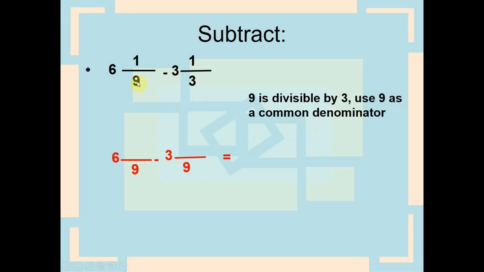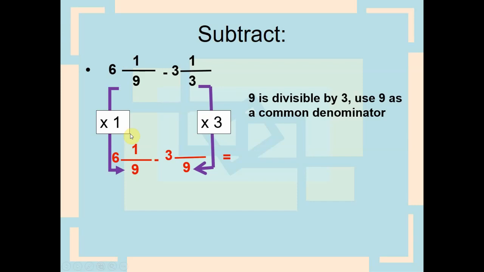Then, 9 multiplied by what equals 9? 9 multiplied by 1 equals 9, and 3 multiplied by 3 equals 9. For that, we multiply the numerators: 1 multiplied by 1 and 1 multiplied by 3. 1 multiplied by 1 equals 1, and 1 multiplied by 3 equals 3. But because the first numerator is smaller than the second numerator, we can't subtract 1 minus 3.